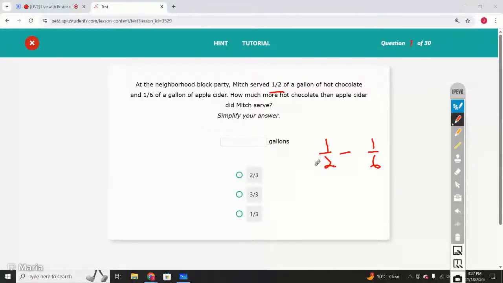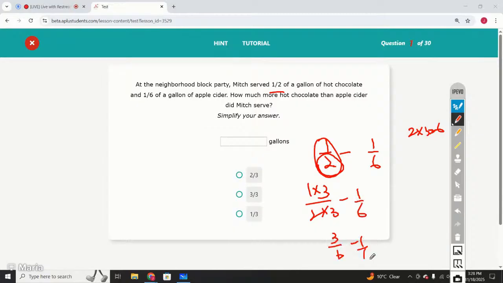The first thing we need to do is make their denominators the same, because we cannot add or subtract until they have the same denominators, right? So we always make the smaller denominator equal to the greater one. 2 times 3 is 6. So we need to multiply this fraction by 3. That is 1 times 3 divided by 2 times 3. That is 3 by 6 minus 1 by 6.